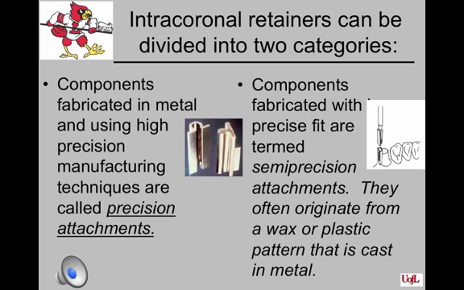Intracoronal retainers can be divided into two different categories too. Pictured on the left are the components that are fabricated in metal using real high precision manufacturing techniques, and those are called precision attachments. The other are components that are fabricated with precise fit that are termed semi-precision attachments. Now, they often originate from a wax or a plastic pattern that is cast into metal.